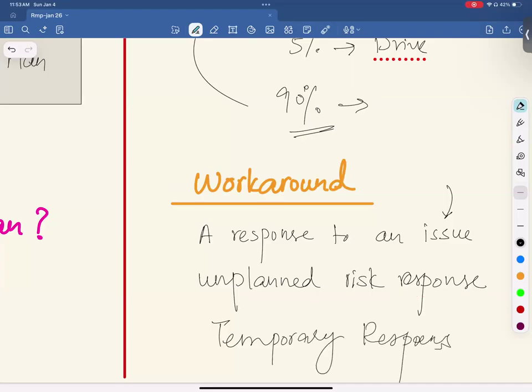Let's say you're driving and unfortunately, may this never happen, a fire broke out in your car. You didn't have any response for that. You didn't anticipate that. At that time, you will not sit and document that. You will simply try to do something to get rid of that fire. That is called workaround, an unplanned response to an issue. So for temporary relief, what we do is we apply workaround. I hope it is clear.